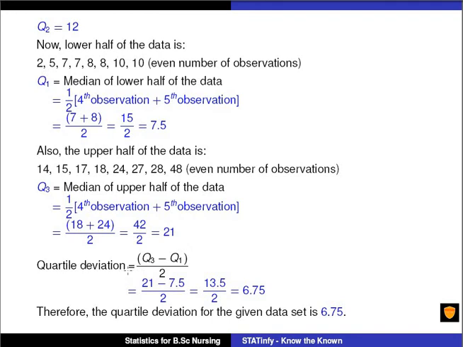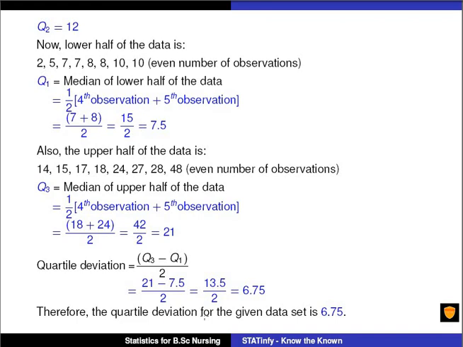So what will be the quartile deviation? It will be the difference between these two divided by 2. So 21 minus 7.5 divided by 2, which is equal to 6.5. Therefore, the quartile deviation for the given data is 6.75.